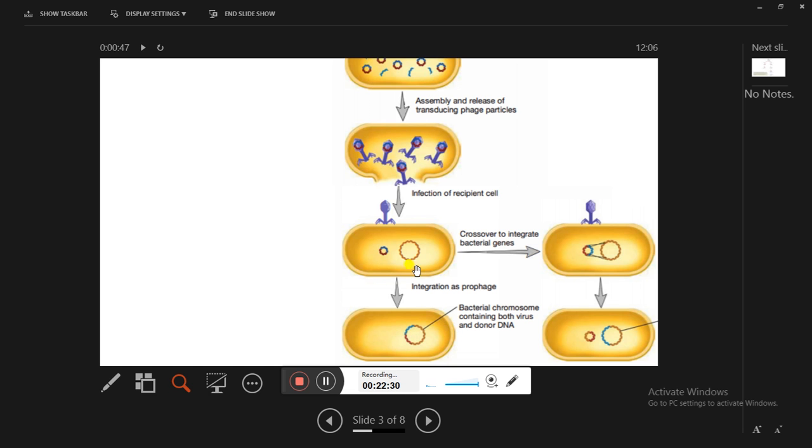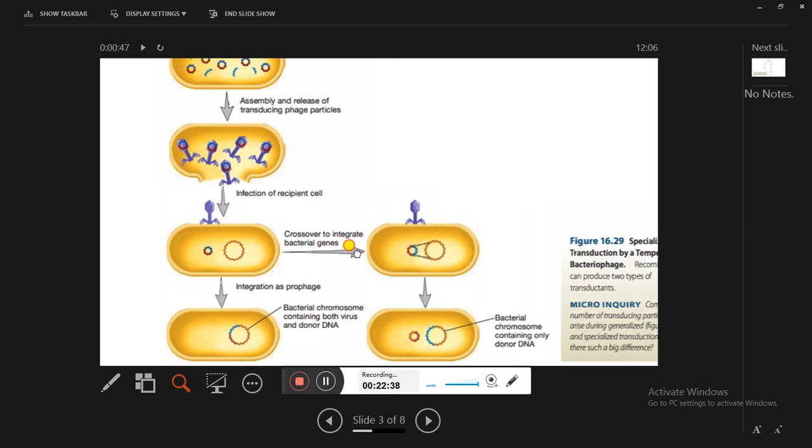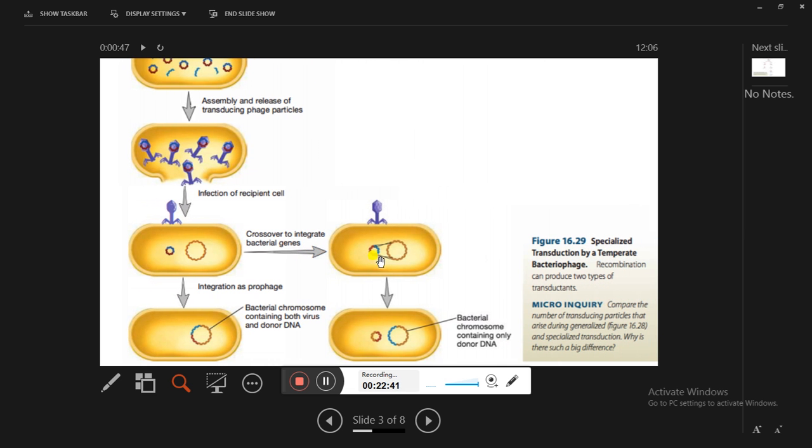Okay, either they are integrated inside the bacterial cell, so they follow lysogeny and cross over to integrate the bacterial genes. Means these bacterial genes are only able to integrate into the host cell, and they are transduced. Okay, now this blue color region is the region or gene for galactose or biotin. Now this galactose or biotin gene is integrated only inside the bacterial cell, inside the bacterial genome. Bacterial chromosome containing only donor DNA. Only donor DNA will integrate here.